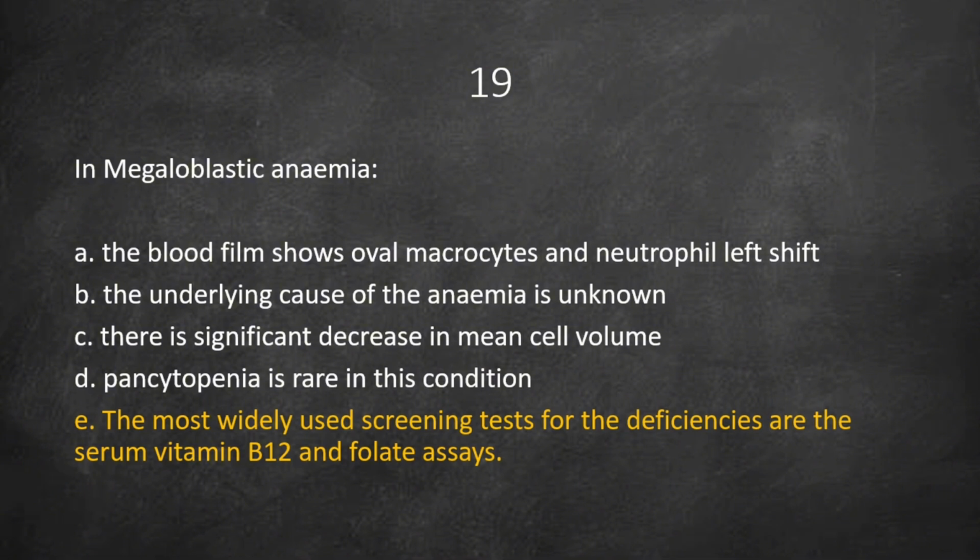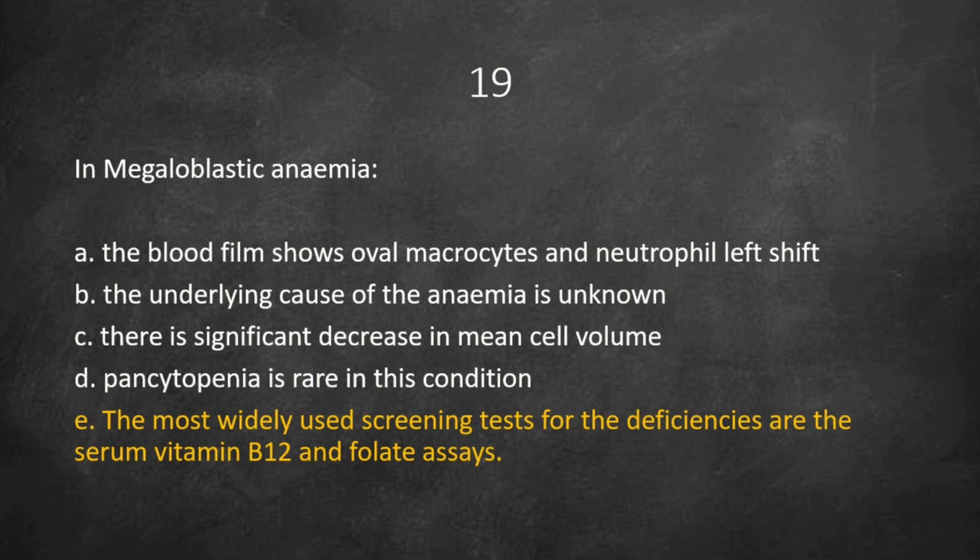Okay. Then if you look at option B, it says that the underlying cause of the anemia is unknown. That is also incorrect. Megaloblastic anemia is often due to a deficiency of vitamin B12 or folate. So that one is well established. Then if you look at option C, there is significant decrease in mean cell volume. This one too is incorrect. In megaloblastic anemia, the mean cell volume is usually increased and not decreased, due to the presence of the larger RBCs.